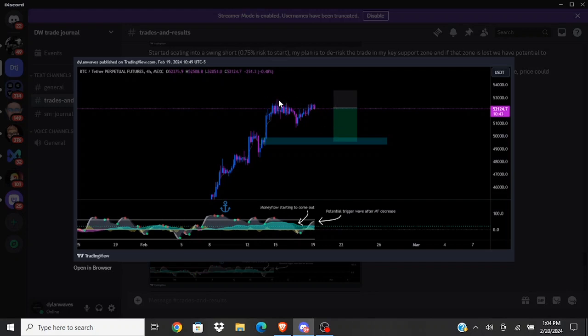And, again, because we were ranging, we know that ranges rotate, they can take out the high and the low. So that was why I was a little bit more comfortable shorting this general area. And that's also why I set a looser stop.